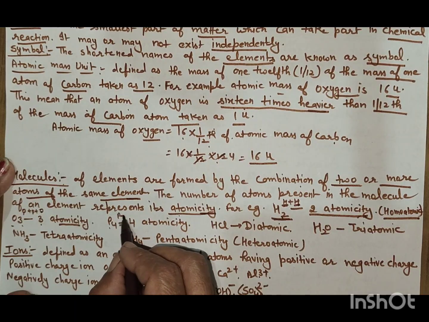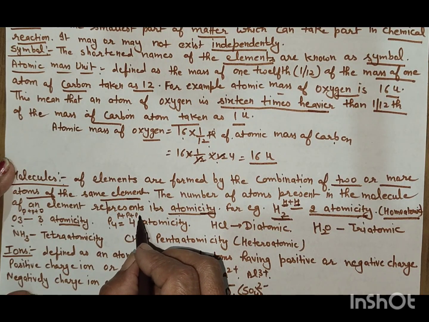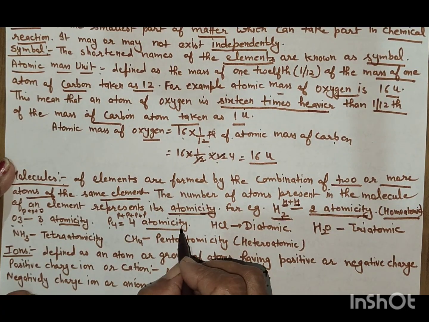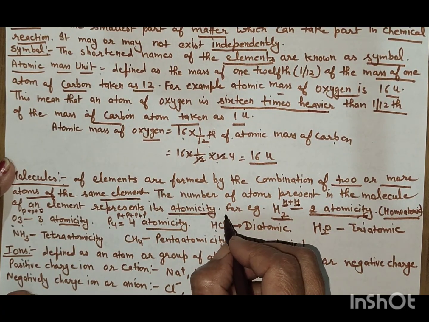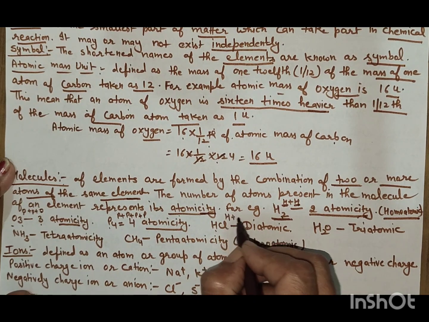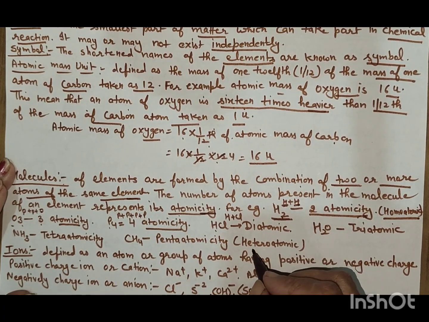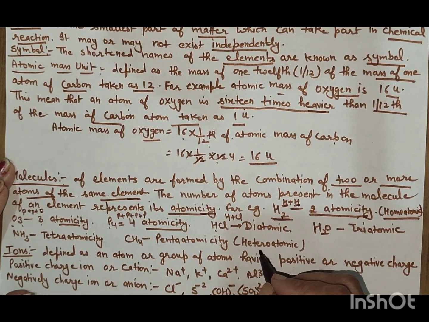P4: P written 4 times. It means 4 atoms of phosphorus are present in it, so its atomicity is 4. HCl: 1 atom of H and 1 atom of Cl. It means it is diatomic. It is diatomic but heteroatomic, not homoatomic.